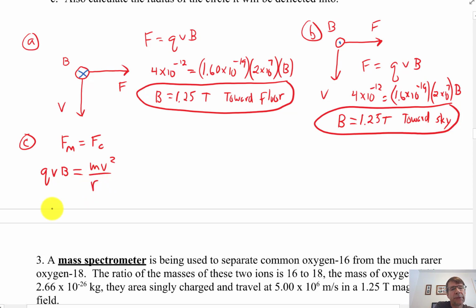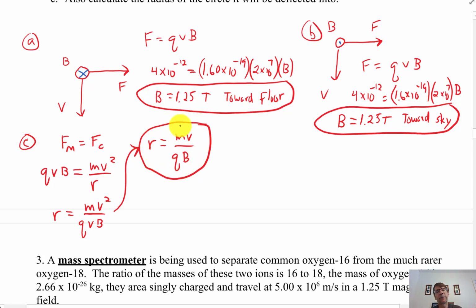Well, if you solve this for r, you get r equals mv squared over QVB. One of the v's cancels, so this equation becomes r equals mv over qB. I would circle that and put a star by it, because that's going to come up in the homework. You don't need to recreate all that.